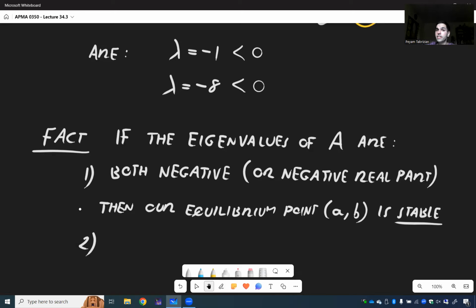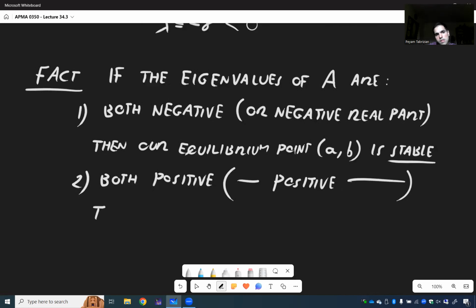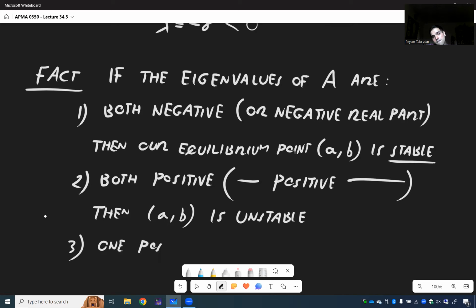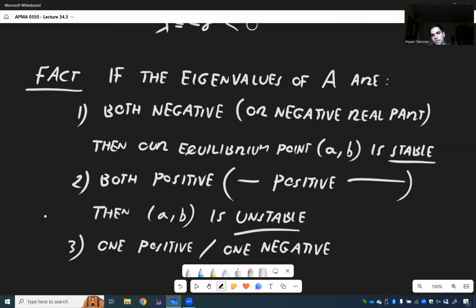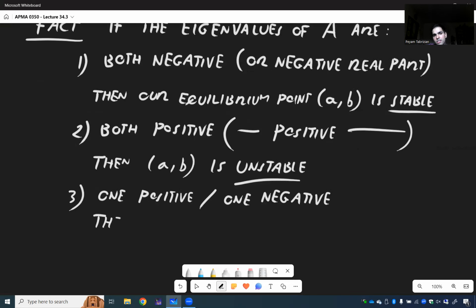If they're both positive, it means solutions will move away from the equilibrium point, and that would mean unstable. Positive, or positive real part, then the equilibrium point is unstable. And then we could have mixed eigenvalues: one positive, one negative. This is called a saddle. I'll draw a saddle point very soon, but it's really the equivalent of bistable.